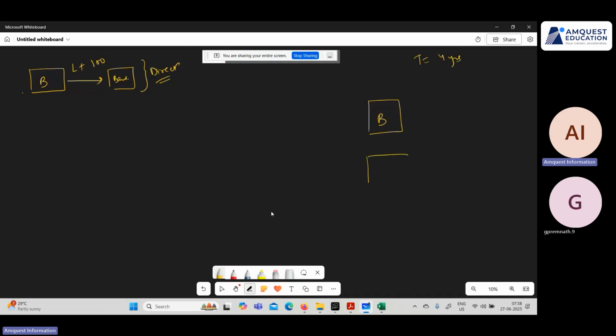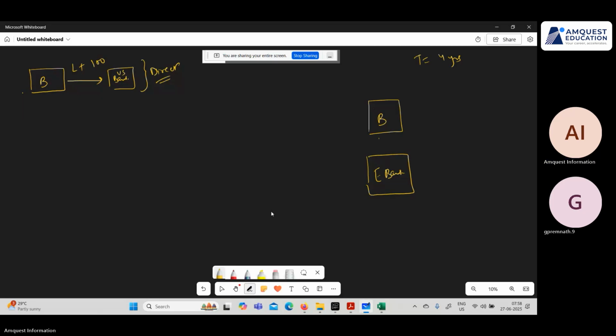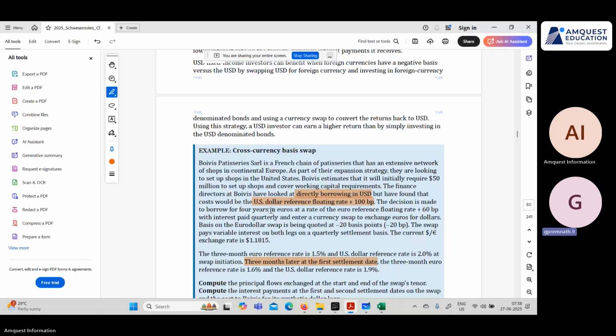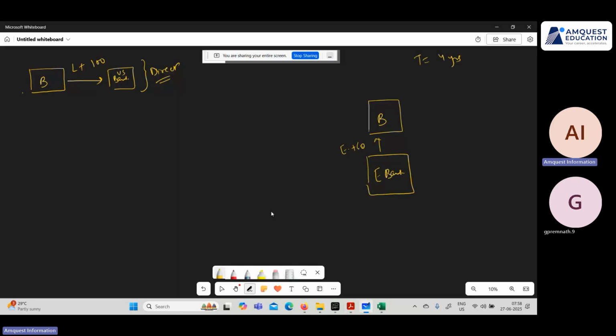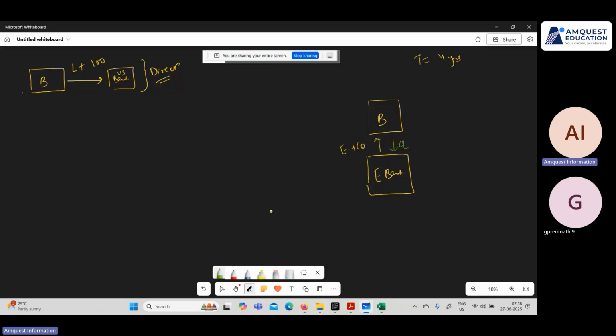So they say that they can go to a European bank and they can borrow at euro reference rate plus 60, with interest paid quarterly. So basically, whatever he will pay them, the rates are quarterly.